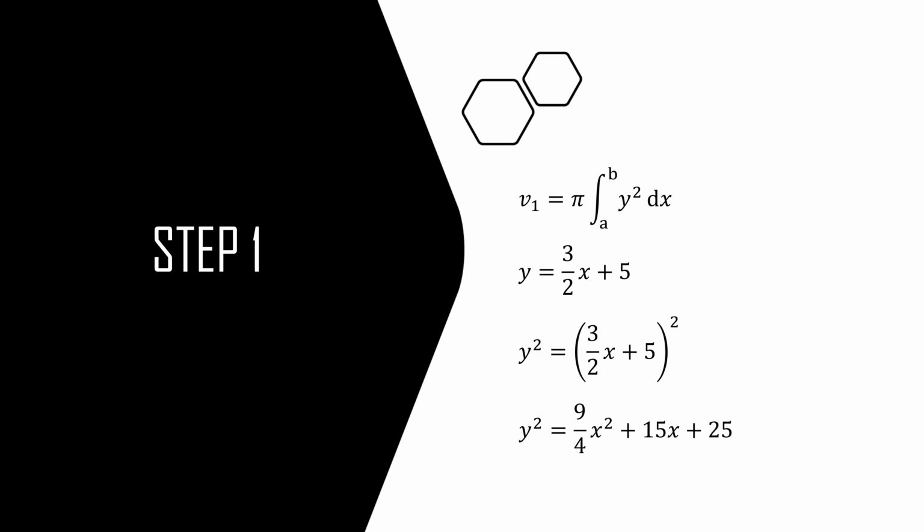Okay guys, so now we'll be doing our step 1, which is getting V1. So V1 can be obtained by using pi integral a to b of y squared dx. Since our y hasn't been squared, now we'll square our equation. So y equals 3 over 2x plus 5. Once we square the equation, we'll get y squared equals 9 over 4 x squared plus 15x plus 25.